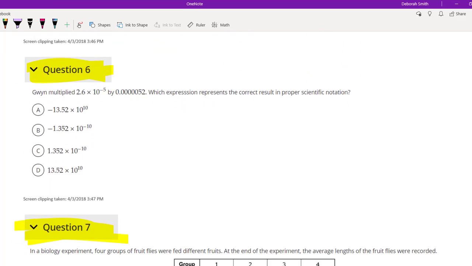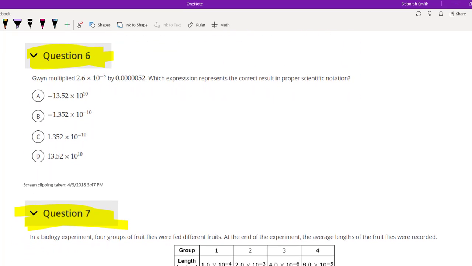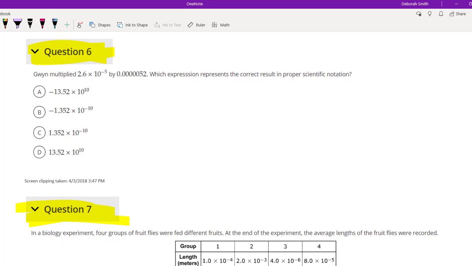Scroll to the next one. Gwen multiplied this by that. Which expression is in scientific notation? Well, look for not. Not. A is not a number between 1 and 10. Not it. D is not a number between 1 and 10.